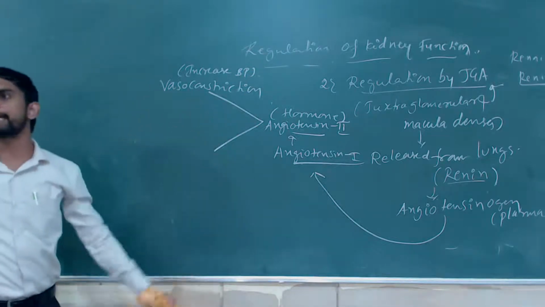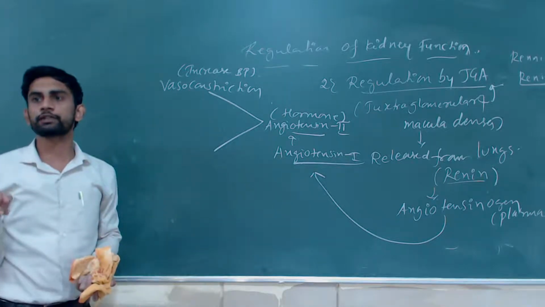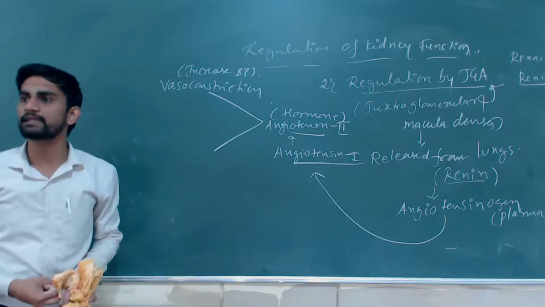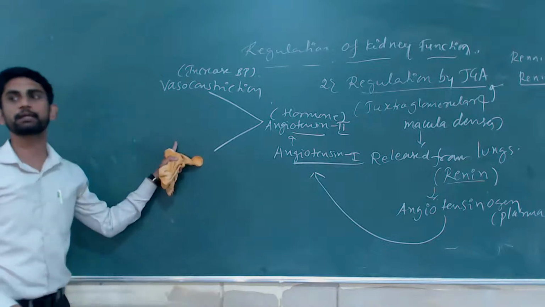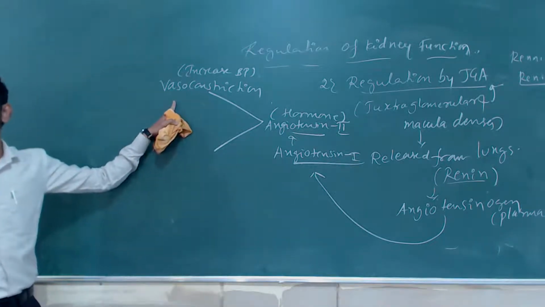Similarly, ADH also has two main important functions. One function is to regulate the water content. More water is reabsorbed along with the salt, which can also increase our BP. Along with that, this angiotensin 2 can also increase our BP by undergoing vasoconstriction. Are you getting my point?